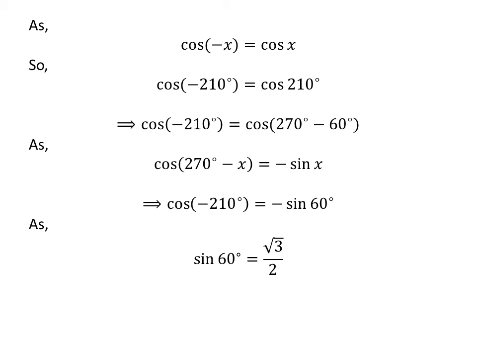We know the value of sine of 60 degree is equal to square root of 3 upon 2. So the value of cosine of minus 210 degree is equal to minus square root of 3 upon 2.